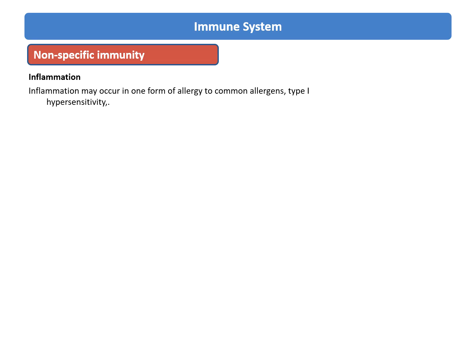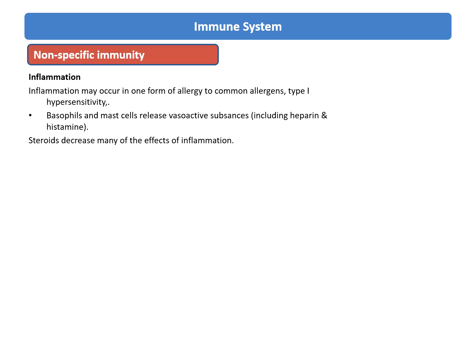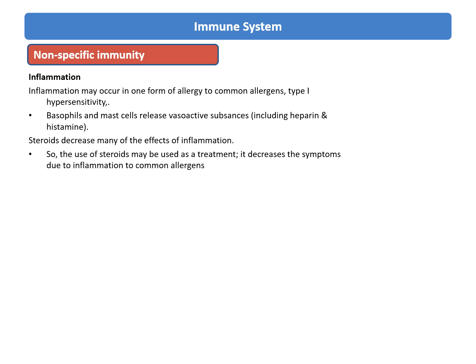Inflammation may occur in one form as an allergy to common allergens, type 1 hypersensitivity. Basophils and mast cells release vasoactive substances, including heparin and histamine. Steroids decrease many of the effects of inflammation. So steroids may be used to treat inflammation. They decrease the symptoms due to inflammation to common allergies. But steroids have to be used carefully because they also decrease the efficiency of the immune system.